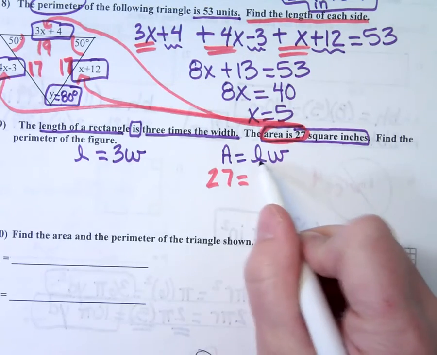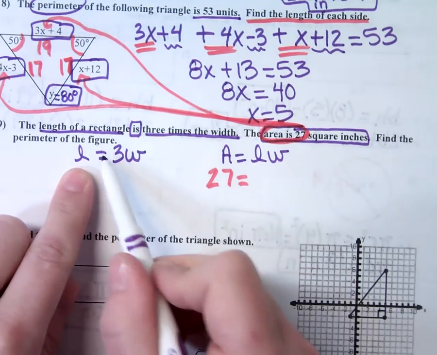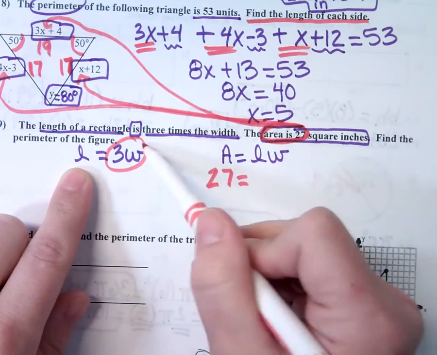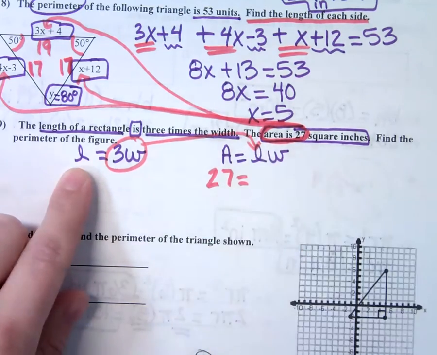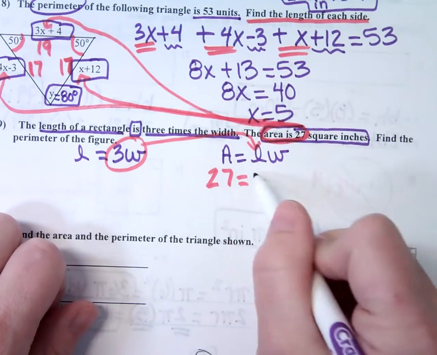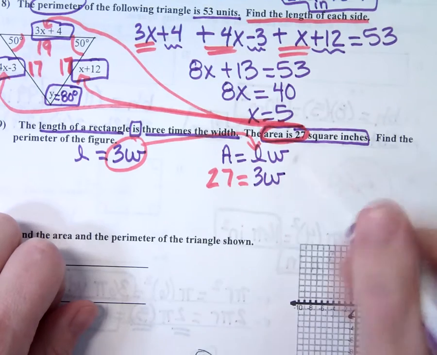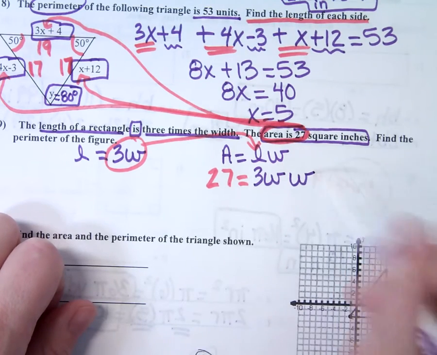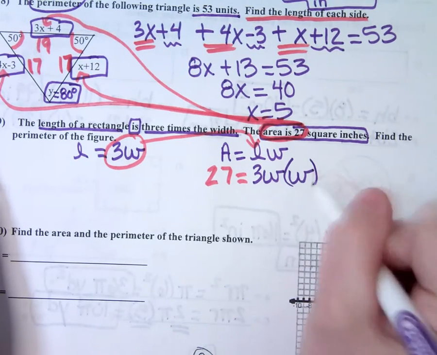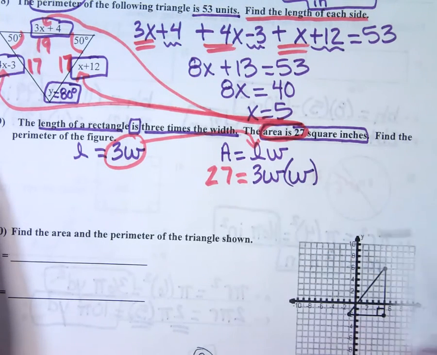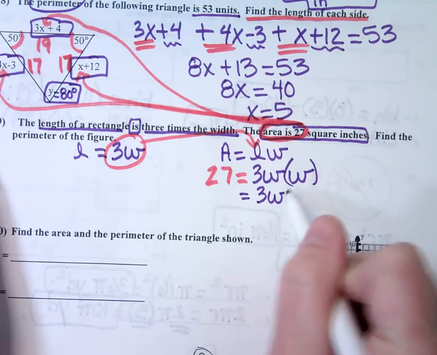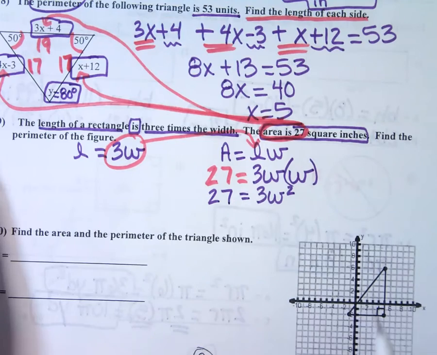And then length, I wrote over here that length is 3W. So I can take what my length is and plug it into my L. So where the L is, I'm going to put in 3W, and then I'm going to recopy my other W. Okay, now I can clean this up. How much is W times W? W squared. So I have 3W squared equals 27.